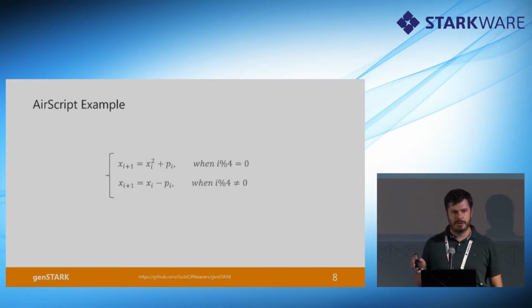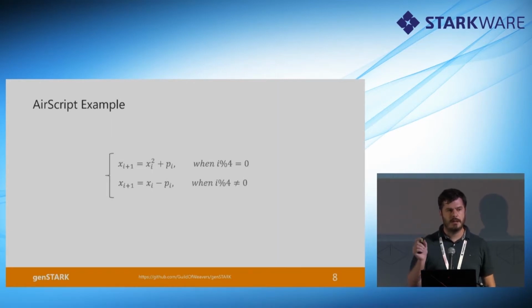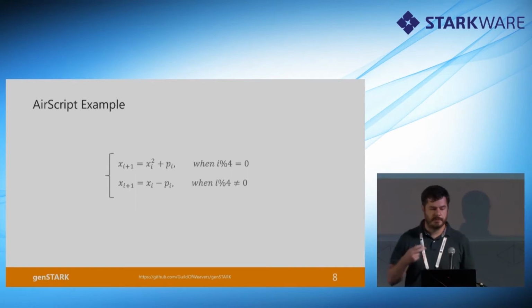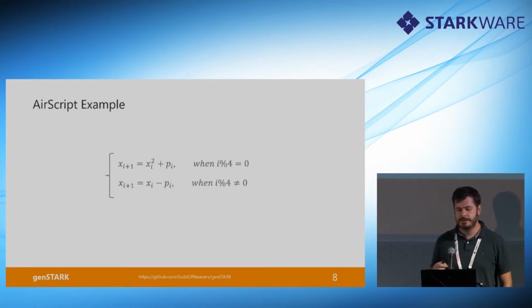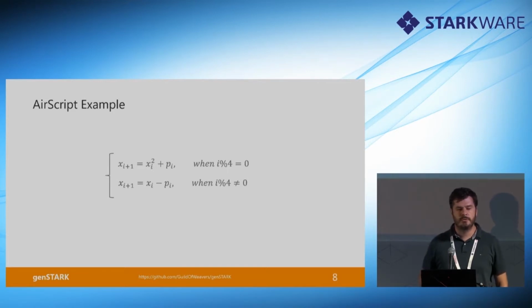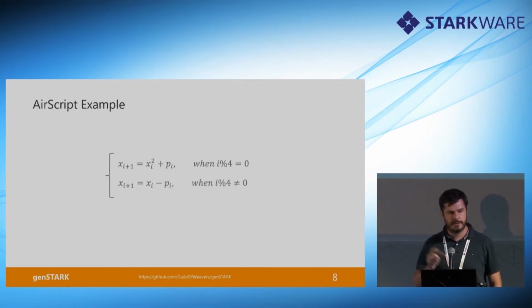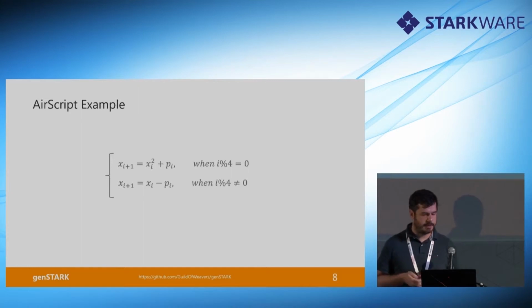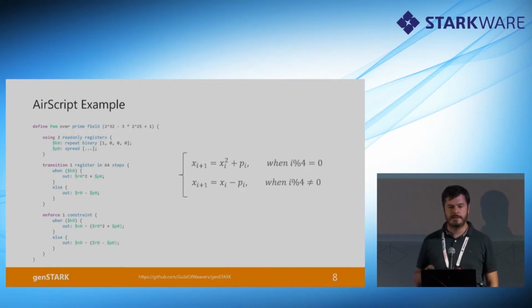Let's say this is our computation. It's a trivial computation of sorts, but basically we have a single column, a single register, and the way we define transitions is using these 2 equations. The first equation says you take the current value, square it, and add some constant to it. And the second equation says you just subtract that constant from the current value. We decide which of these 2 equations to use based on whether the current step is a multiple of 4 or not. So every 4 steps we apply the first equation, and in the other steps we apply the second equation. And this is what the AirScript defining this computation looks like.